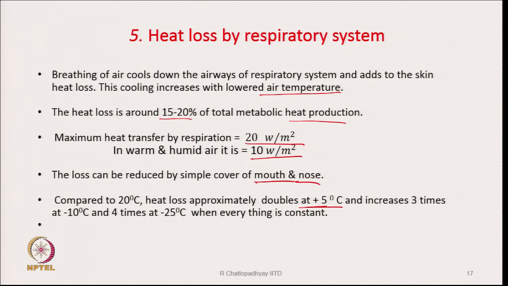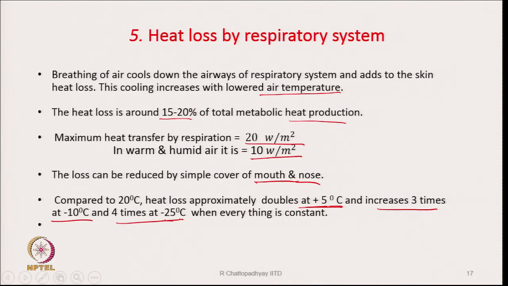This is what you have to remember: when the outside temperature is 20 degree centigrade, whatever heat I am losing will double at 5 degree centigrade, increase to 3 times at minus 10 degree centigrade, and 4 times at minus 25 degree centigrade. So, if we calculate how much heat we are going to lose at 20 degree centigrade, then we can extrapolate that to find out how much we are going to lose when the temperature is falling from 20 to 5 to minus 10 and minus 10 to minus 25.